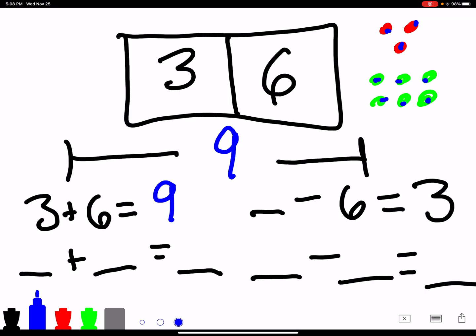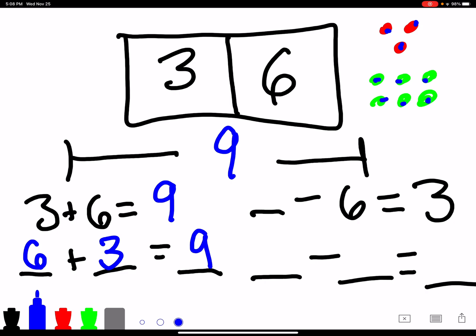And then at the second addition equation below, we have blank plus blank equals 9. And in this addition equation, it's going to be part plus part equals the whole, right? But since we did 3 plus 6 equals 9, we are going to put 6 plus 3 equals 9, okay? And that's one way to solve. And then on the side, we have blank minus 6 equals 3. And then we have blank minus blank equals blank.